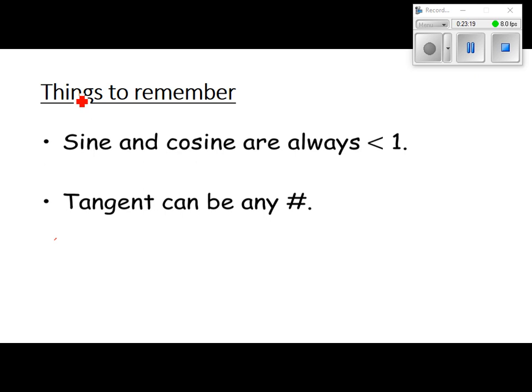Look at the cosine ones. They're all less than 1 also, aren't they? Sine and cosine can never be more than 1. So if you come up with a sine that's 3.5, you screwed up. You probably divided wrong in your calculator. All right? Now look at the tangent. Is it the same way? No. Tangent goes all the way up to whatever, and tangent can be any number. All right? Next slide.